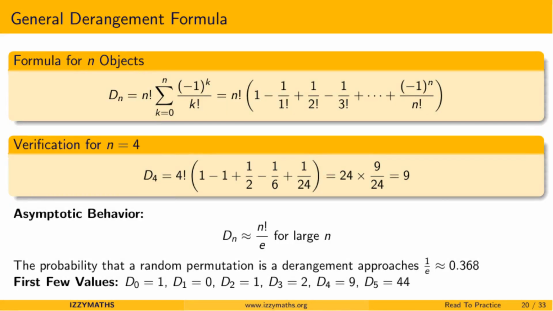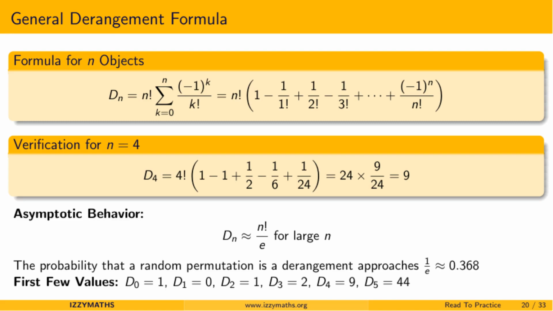The general formula for n objects is Dn equals n factorial times the sum from k equals 0 to n of negative 1 to the power k over k factorial. This can be written as n factorial times open parenthesis 1 minus 1 over 1 factorial plus 1 over 2 factorial minus 1 over 3 factorial plus and so on, plus negative 1 to the power n over n factorial close parenthesis.